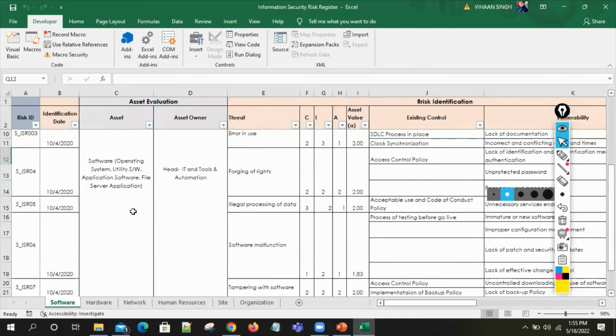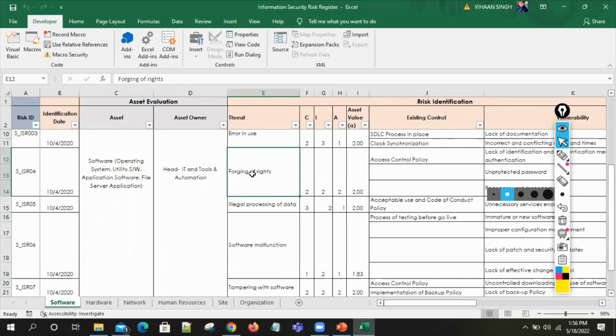Here you can see we have identified your software assets. The asset owner would be your IT team and your tools and automation teams, whoever is using them. What are the threats to the system? Suppose one threat is forging of rights. Whatever rights have been provided to the user, they may forge those rights. This would be one of the risks.